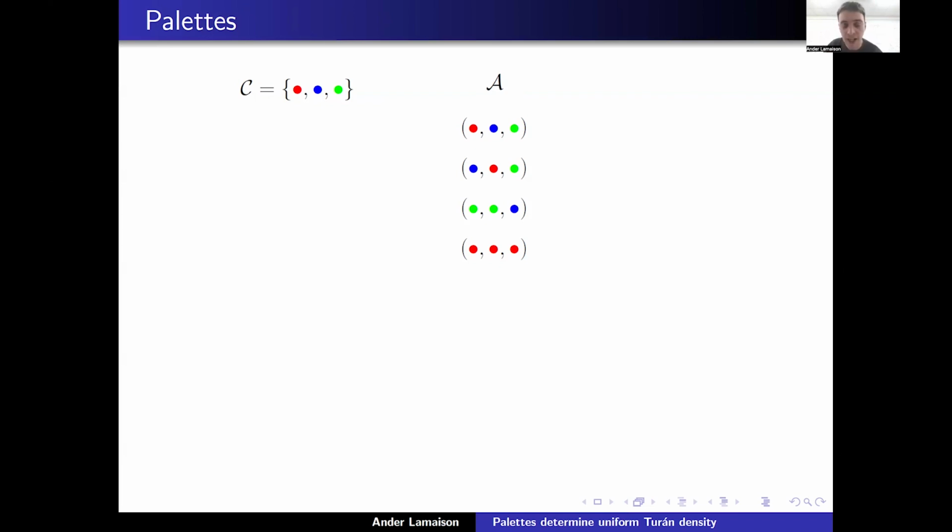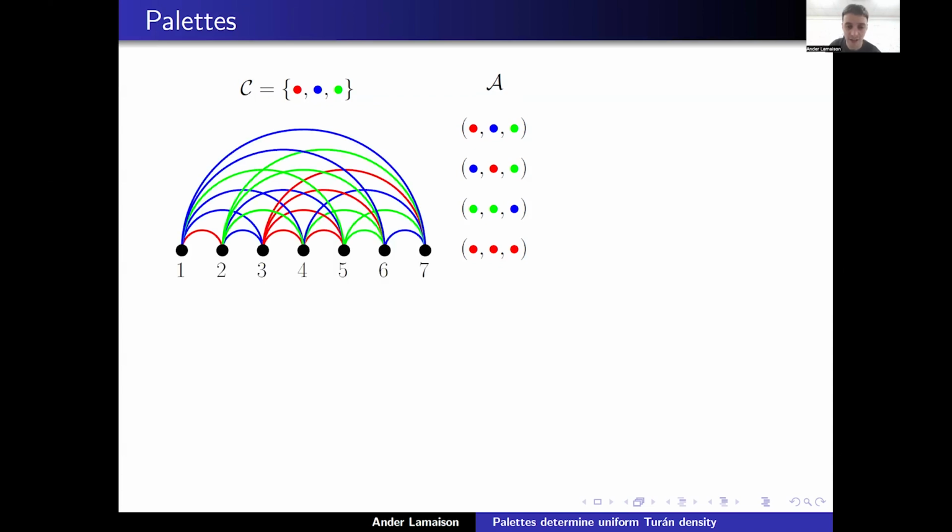We use these palettes to generate uniformly dense hypergraphs with the following procedure. Let's say that we want to construct a uniformly dense graph on n vertices, in this case let's say 7 vertices. What we do is take the vertices from 1 to n, and it's important that they come with a certain ordering, in this case from left to right. Then for every pair of vertices, we pick one color from our list uniformly at random.